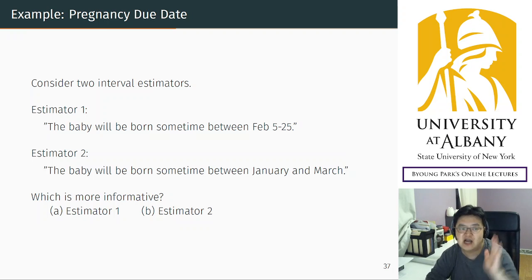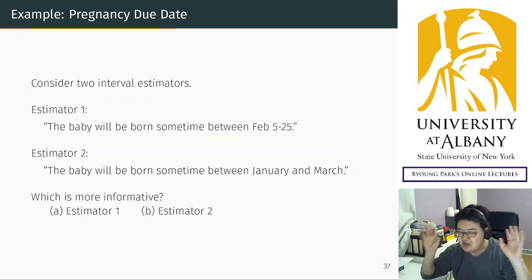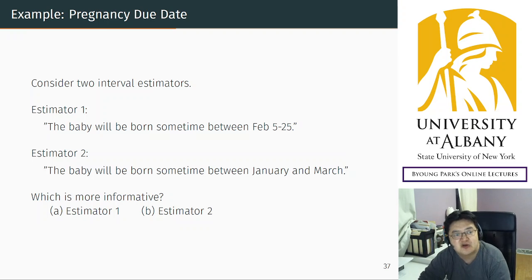The first estimator, say Doctor 1, there are two doctors. They are estimating the due date on their own method. So the first doctor answers like this. The baby will be born sometime between February 5th to February 25th, right? And the second doctor says the baby will be born sometime between January and March. January 1st through March 31st.